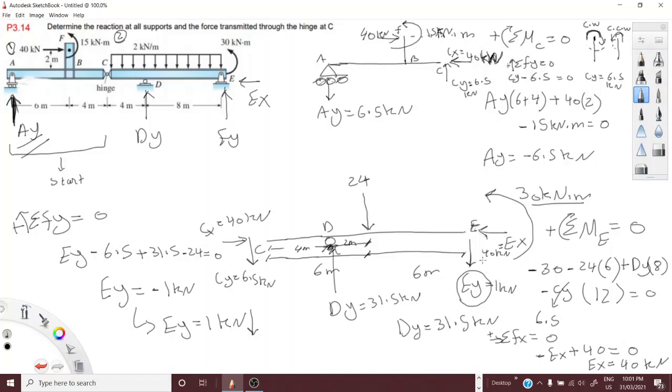So that's it, guys. We found Ey is 1 kilonewton, Ex is 40 kilonewton, Dy is 31.5, and Ay right now we can write as 6.5 kilonewton, of course. Dy is 31.5 kilonewton, and Ey is downward, so we write it downward, which is 1 kilonewton, and Ex is 40 kilonewton.